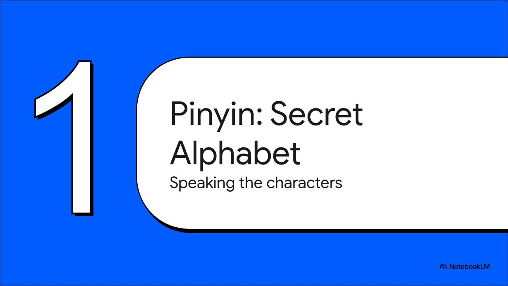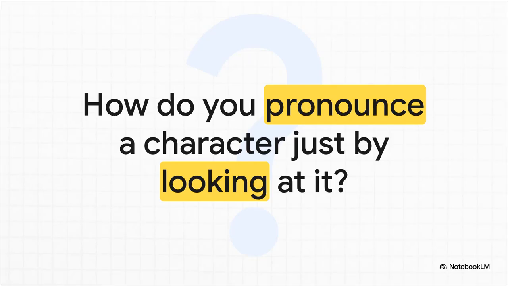All right, so let's jump right in with the biggest puzzle. When you have a language made of these incredible, complex characters instead of a simple alphabet, how does anyone know how to say a word just by looking at it? And the simple answer is, you don't. Unlike languages that use an alphabet, most Chinese characters give you absolutely zero clues about how they sound. For centuries, this was a huge wall for anyone trying to learn the language.